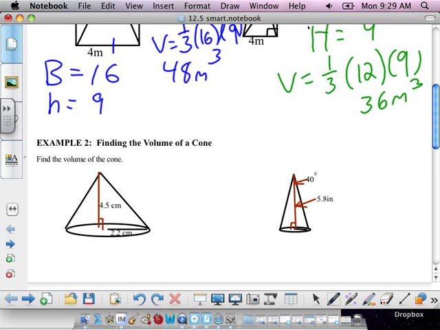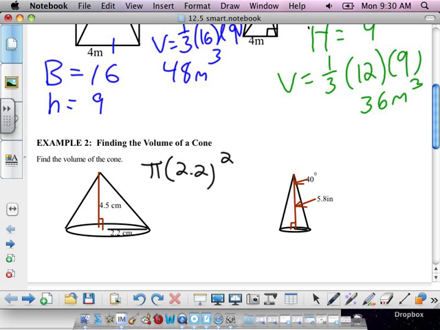Pi r squared. 2 pi r is circumference. Area is pi r squared. And it says it right here at the top of your paper where it says volume, 1/3 pi r squared h. So we're going to do pi. What's r for this? 2.2, which is radius, yes.